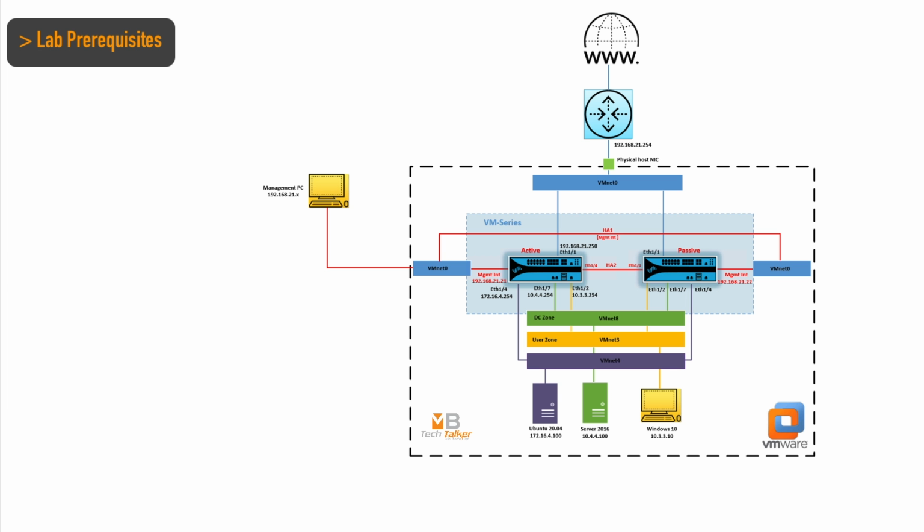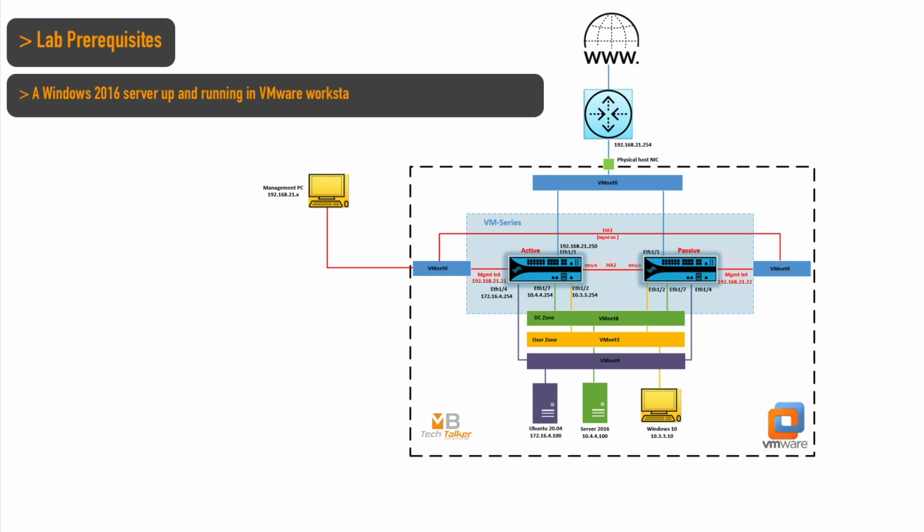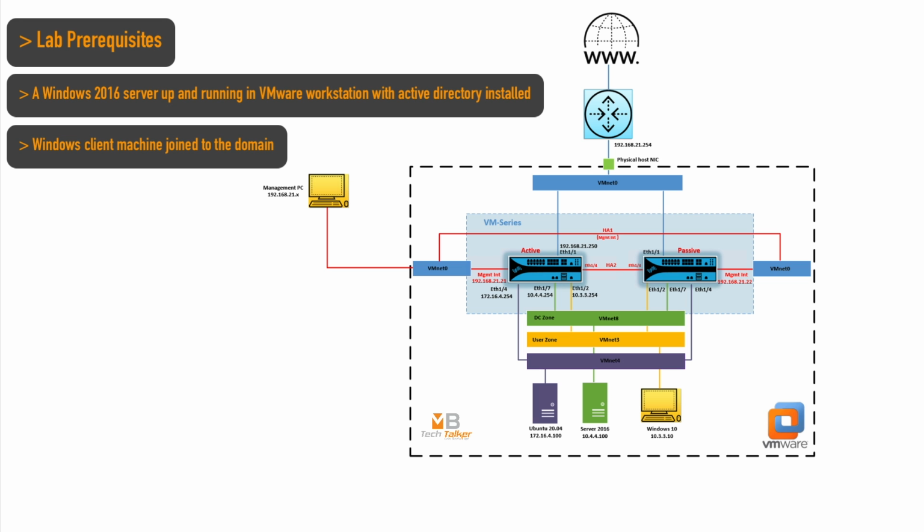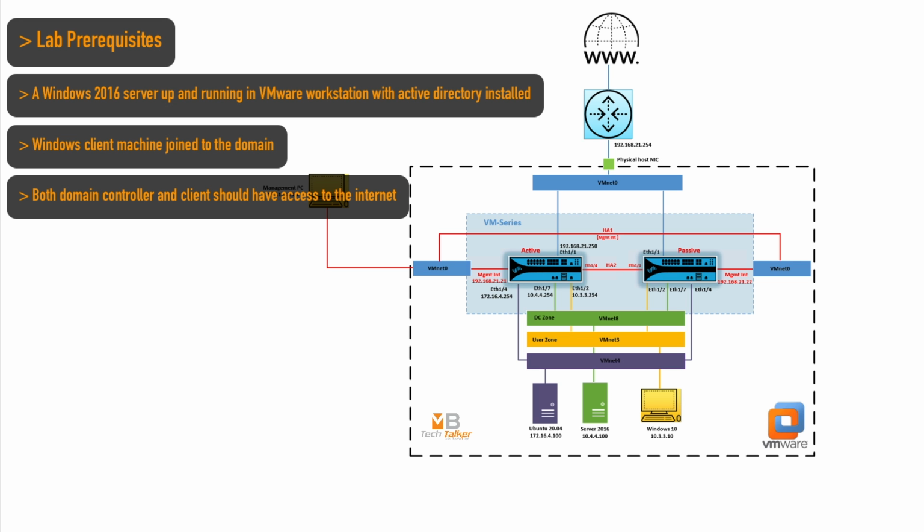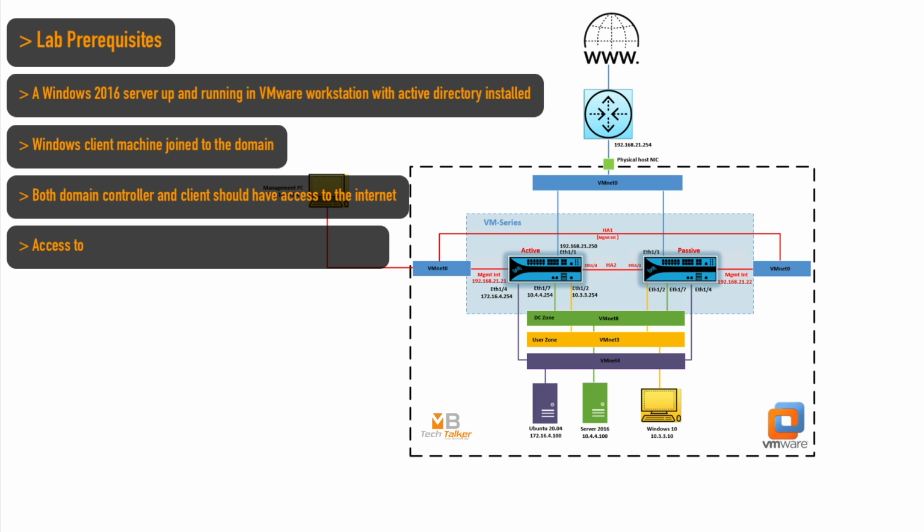Okay, so these are the lab prerequisites. We need a Windows 2016 server up and running in VMware Workstation with the Active Directory installed. A Windows 10 client joined to the Windows domain. Both the domain controller and Windows 10 client should have access to the internet, and we need access to the Palo Alto Networks firewall web UI from the Active Directory server.